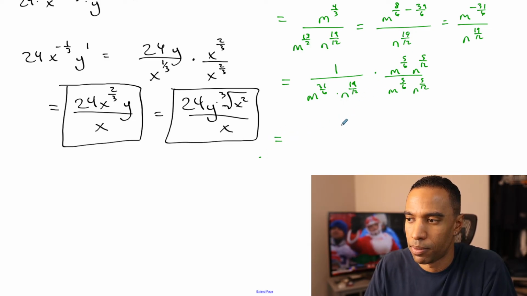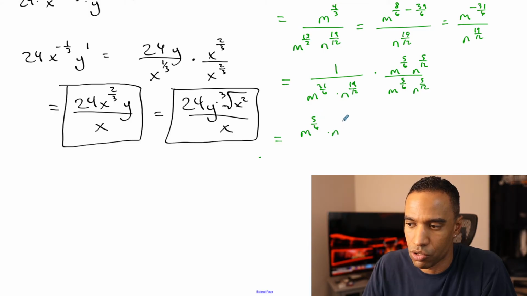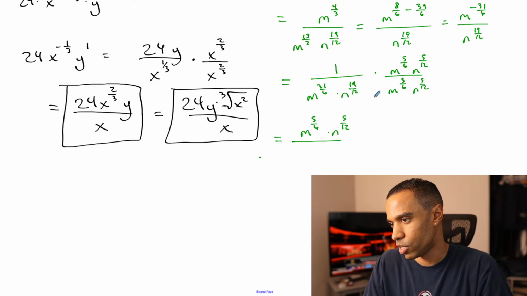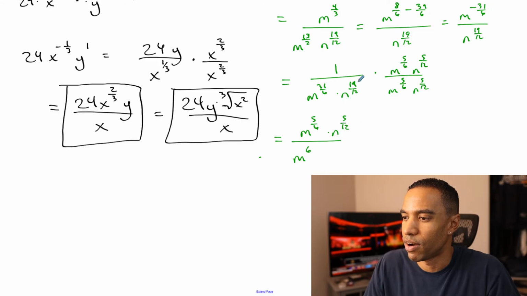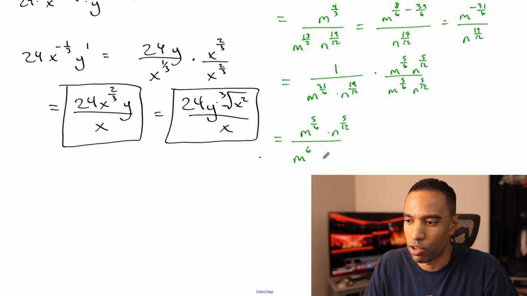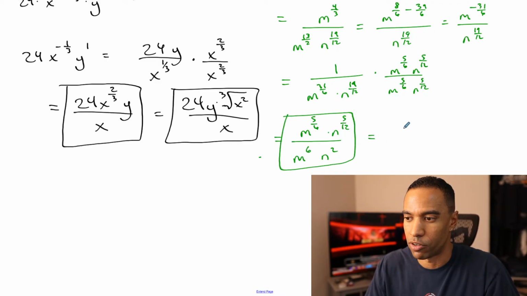On top, I'm going to have m to the 5/6, n to the 5/12. And on bottom, 5/6 plus 31/6 is 36/6, which is 6. And then here I have 24/12, which is 2, so n squared. So that's one version of an answer, if I did that right.